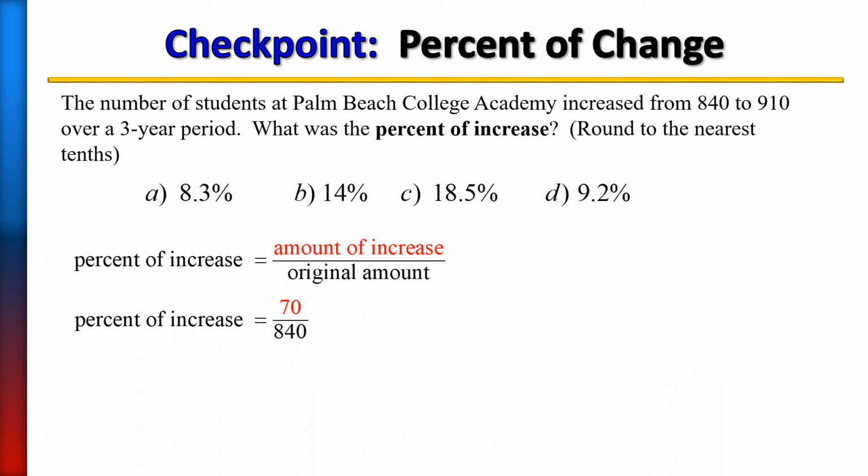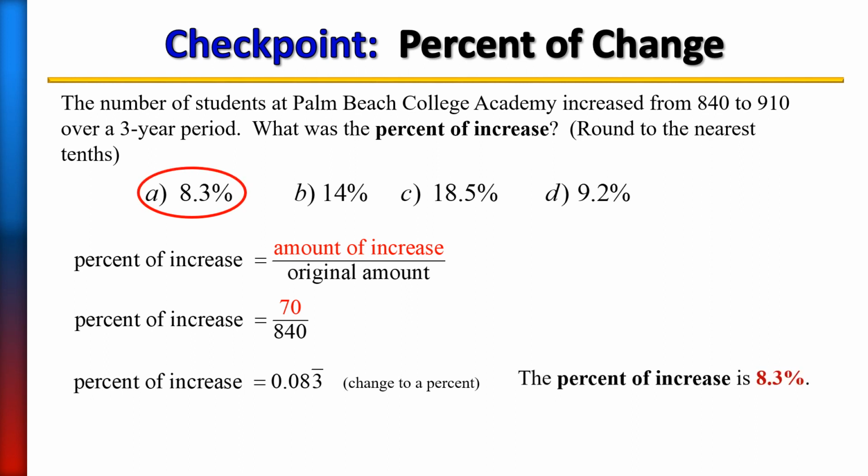Now all you need to do is turn that fraction into a percent. So let's first divide the top by the bottom. That's going to give you a decimal of 0.083 that goes on and on. We want to round that to the nearest tenth place, so just leave one number past the decimal. So if we round that, it rounds to an 8.3% increase.